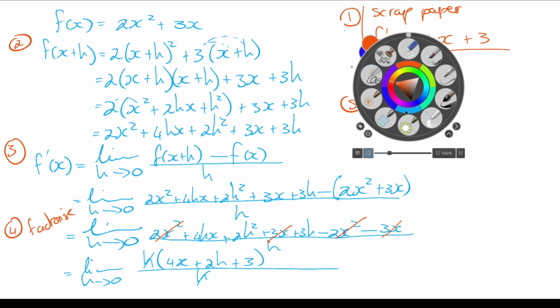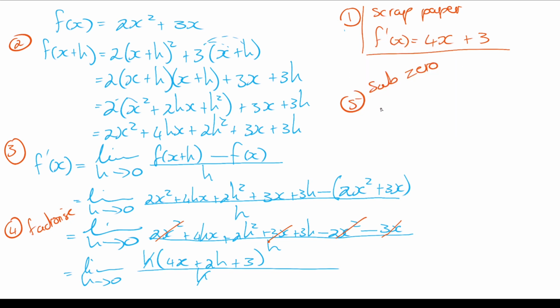Okay, let's do that. So we're going to have f prime of x equals, and now because we're subbing in 0, we no longer have to write this limit business. So it's just 4x plus 2 times 0 plus 3. And that gives us our final answer of 4x plus 3. Bam! Woo! We win.